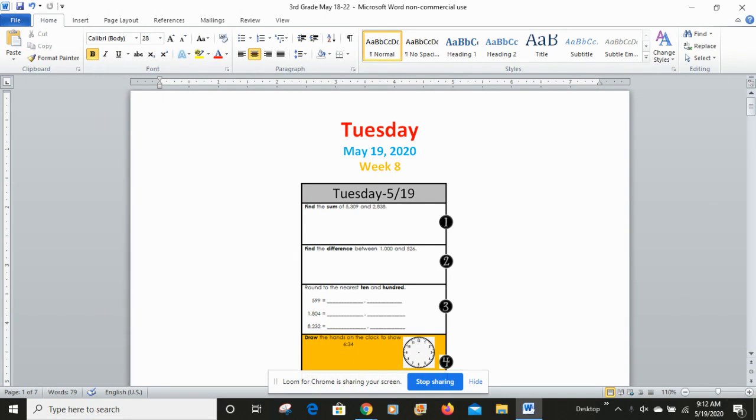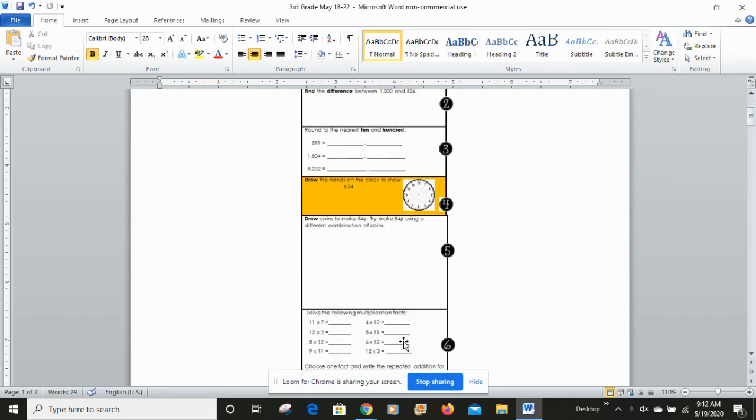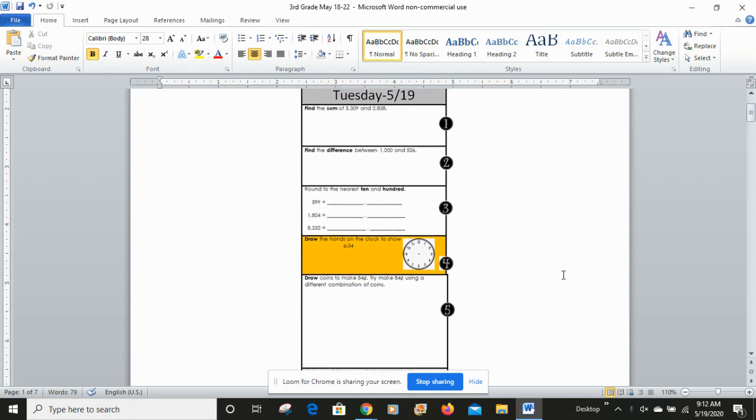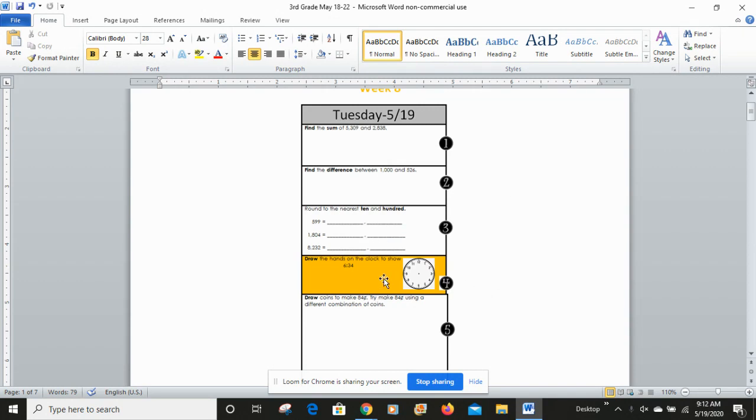Today on your spiral activities, you've got some addition, some subtraction, some rounding, some work on clocks, counting coins, and always working on those multiplication facts. And remember, these are just important skills that you need to know at the end of 3rd grade, and you certainly need to know and how to use going into 4th grade. So we'll just keep practicing these, and we'll pick one item out each day to highlight in this video. And today it's talking about telling time.